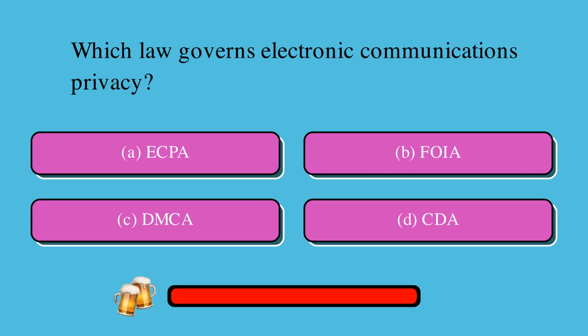Which law governs electronic communications privacy? Is it A, ECPA, B, FOIA, C, DMCA, or D, CDA? The correct answer is A, ECPA.